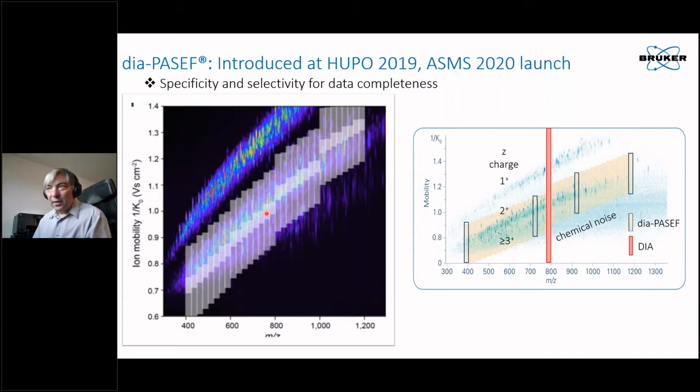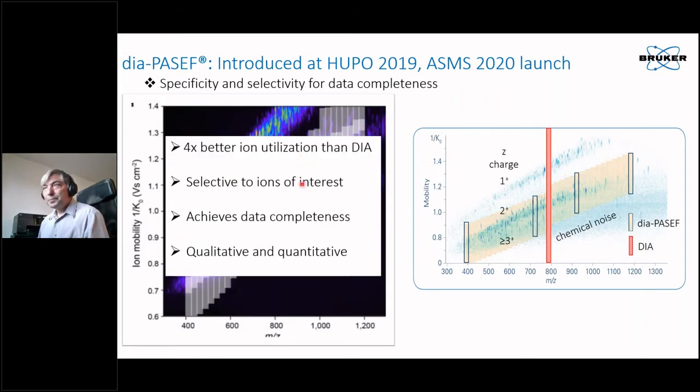And this is a HeLa heat map that shows the ions as a function of mass and mobility, and you can see that in this case we're using a total of 64 windows, I should say mass mobility boxes, to cover the region of interest. But with that, we're using about 6% of the ions. If you use 64 windows in a real DIA experiment, without the TIMS front end, you would use only 1.25% of the ions. So in general we're at least 4 times better in ion utilization than DIA, and up to 100%. We're very selective to the ions of interest.